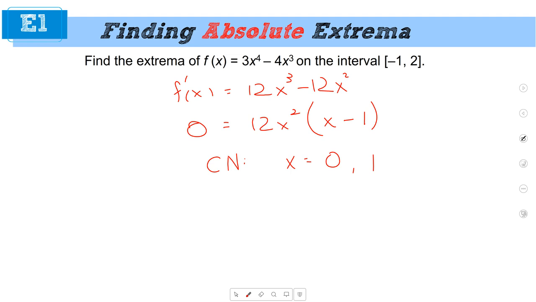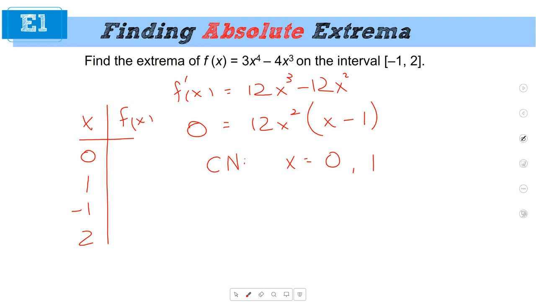So since we're doing an absolute, I find the easiest way to do this is to make a t-chart. Going back to some algebra 1 stuff. 0, 1. But I have to include negative 1 and 2 because those are the endpoints. Using your calculators, we're going to do this together on your calculator, so please get them out. I will show you two different ways that you can easily fill in that t-chart. Whichever method you want to use is entirely up to you.